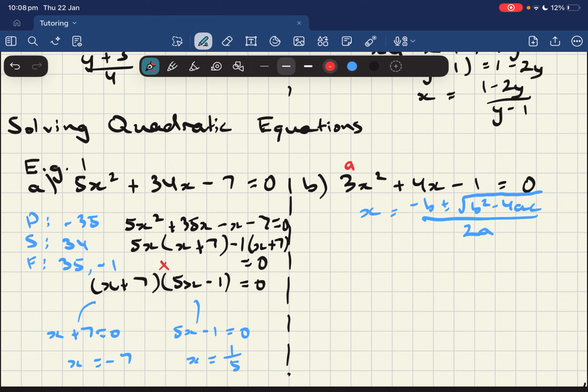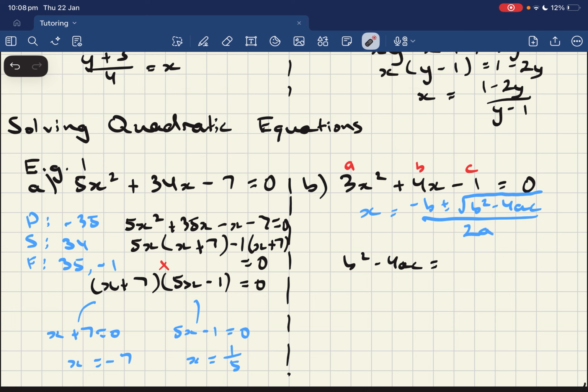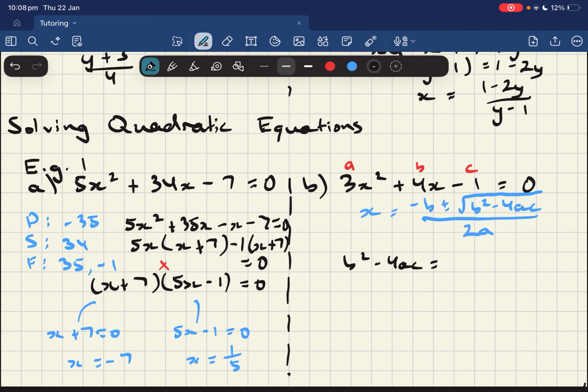Now our a term is the coefficient of x squared, our b term is the coefficient of x, and our c term is the constant at the end. So here, we just want to substitute this in. I'm going to get here one of the options. If I just substitute into the b squared minus 4ac, I'll just do that because that's a bit easier. Now if I substitute a being positive 3, b being positive 4, c being negative 1, you're going to get 4 squared plus 12 when you multiply these through together. So 16 plus 12 gives us 28.